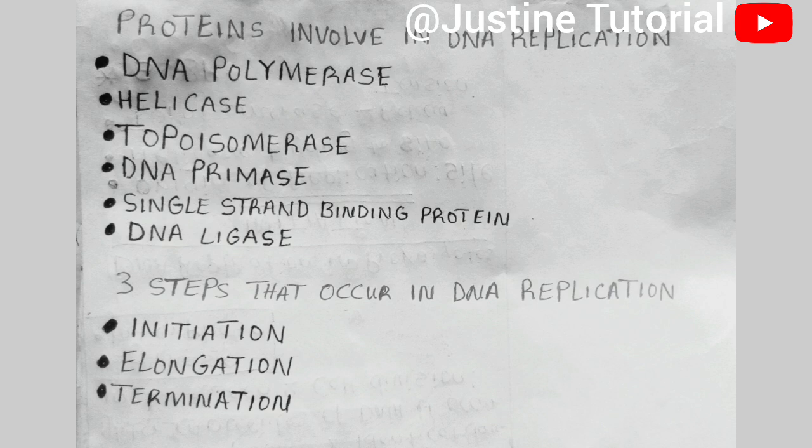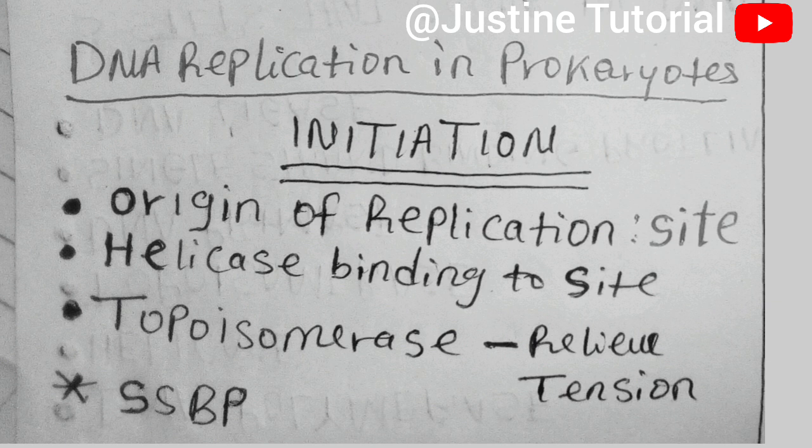Let's look at DNA replication in prokaryotes. A site called the origin of replication, which consists of adenine and thymine rich base pairs, serves as a starting point for replication. DnaA binds to the origin of replication, forming a DnaA-DNA complex.